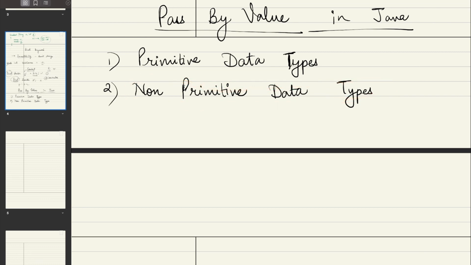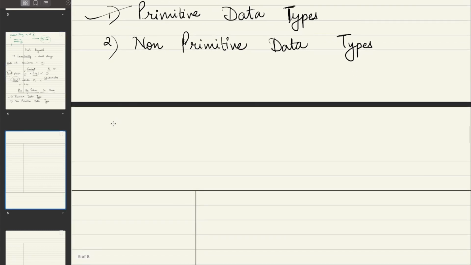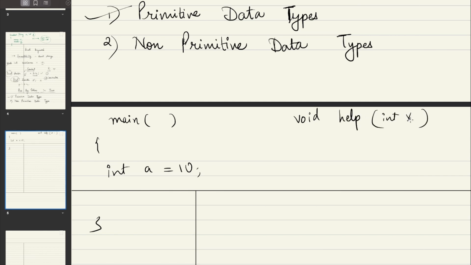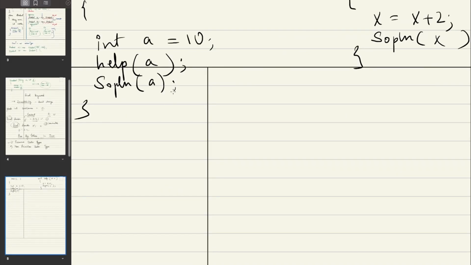So let's begin. The first part, primitive data types. Let's say you have a public static void main. I'm writing pseudocode. In your main function, you have a variable, integer a, with a value of 10. You have a function here, void, let's call it some helper function. It takes in an integer x. Let's do x equal to x plus 2, and then System.out.println x, right? Simple function. Here I'm going to call the function and send the value a. Then let me print the value of a here, right?